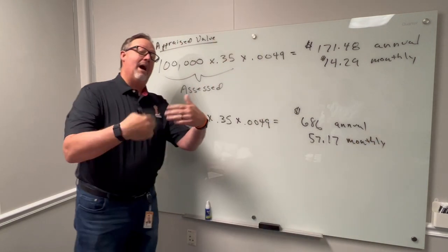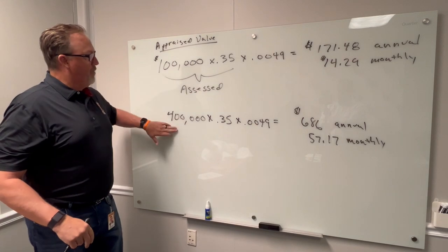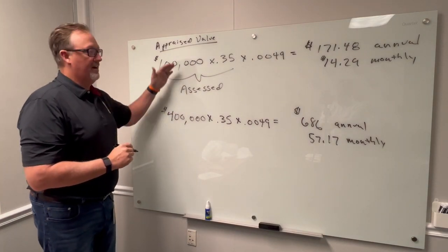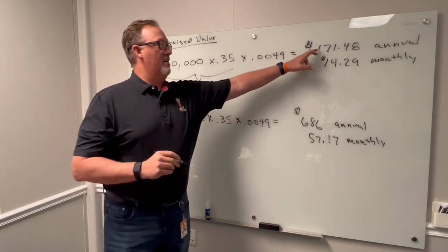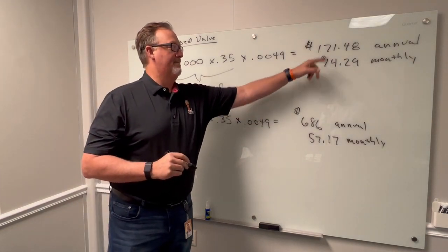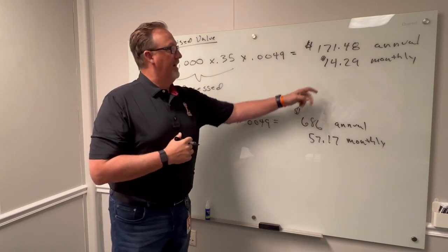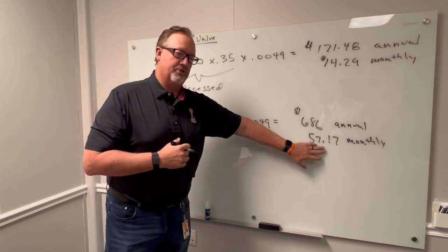So if you look at why we used $100,000, for $400,000, what you would do is multiply this by 4, right? $100,000 to $400,000. So $171.48, if I multiply by 4, it's going to put you right at about $686, a little less. And then if you multiply this by 4, it's going to put you pretty close here.